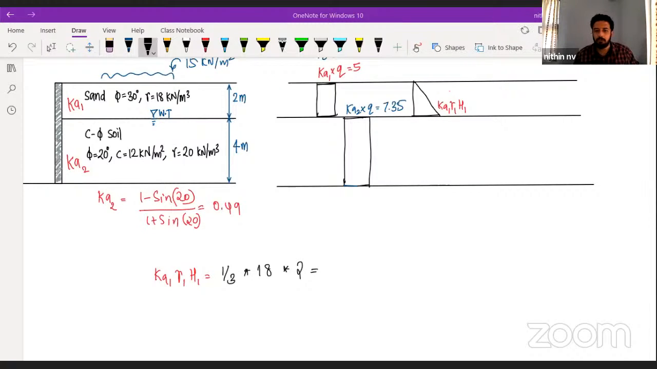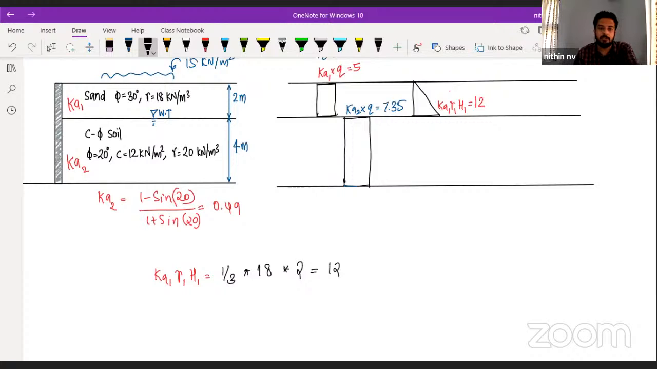Are you getting 12? 11.88. Okay, see, this is why: if you are taking 0.333, then you are going to get some approximate answer. If you are taking 1 by 3, that is the accurate answer. Now you are going to get exactly 12, which is 6 into 2. So better take 1 by 3. Why take 0.333? Just make it accurate. So this value you are going to get is 12. Enough? So the same thing we have to take for the other one also.